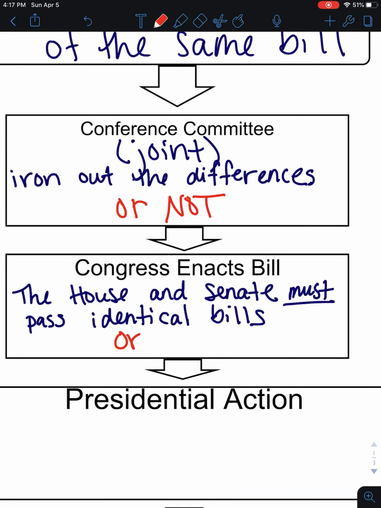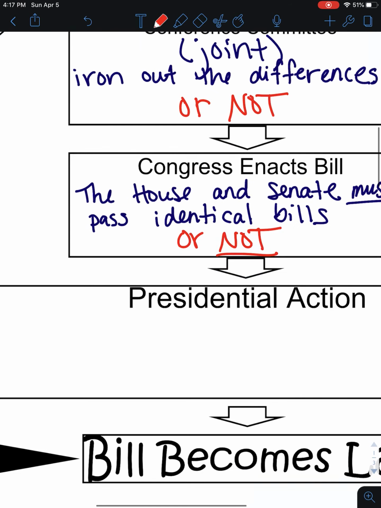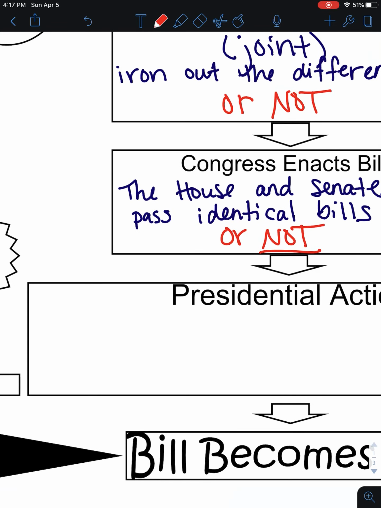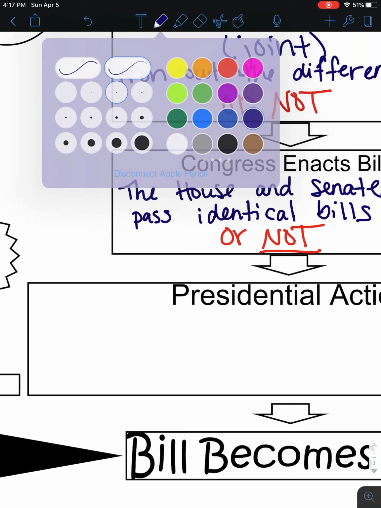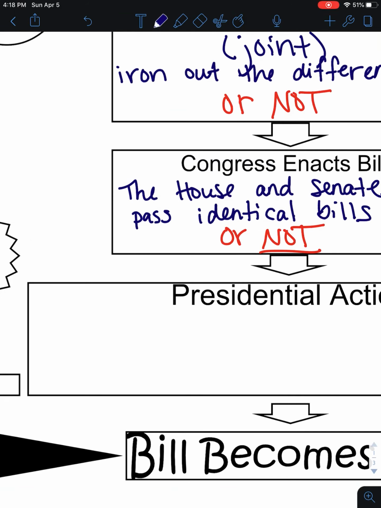Or not. So if they can't get 51% from both houses of this new bill, then that bill dies. Now let's say it makes it all the way through and both sides agree the bill's ready to go. Its next step is the president. The president has 10 days to act on this bill. Okay? He could just sign it. And then the bill becomes a law.